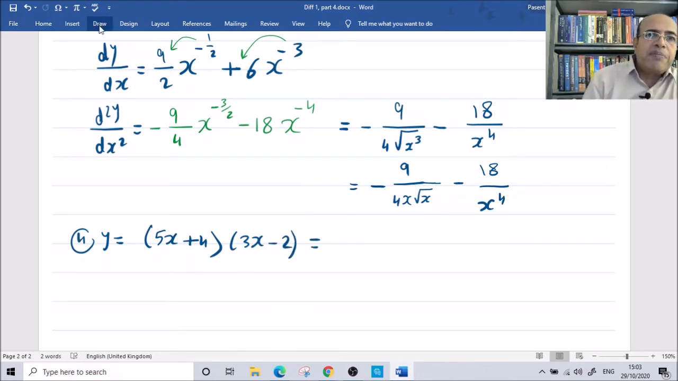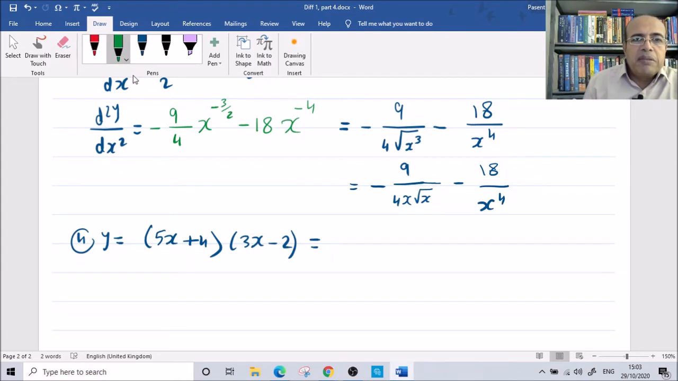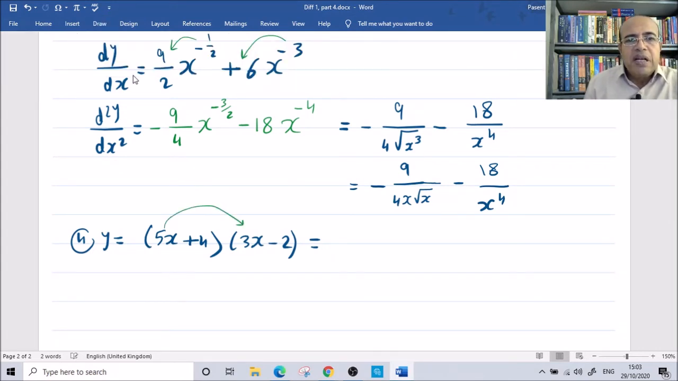How to expand the bracket? By inspection. Multiply the first by the first. 5x times the 3x, it is 15x power 2. Leave space. The second multiplies the second. 4 times negative 2, negative 8.